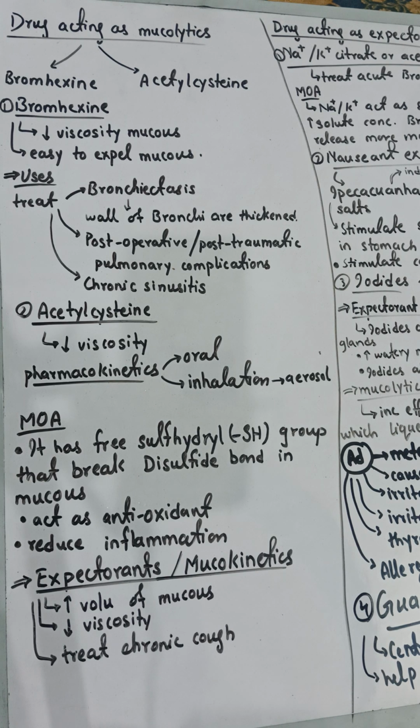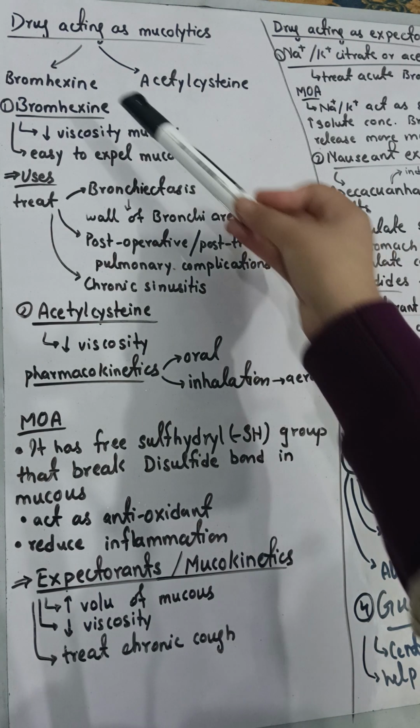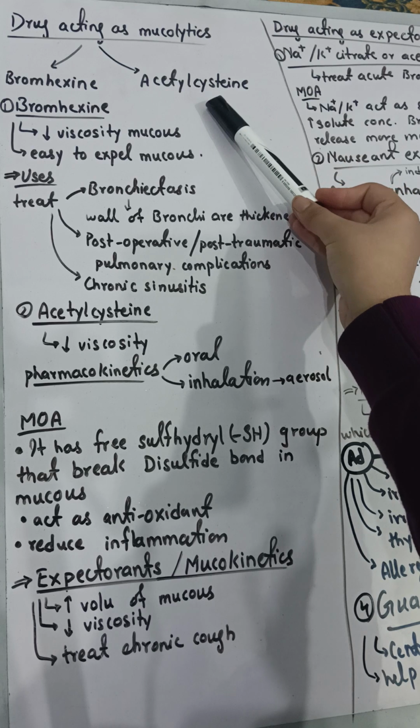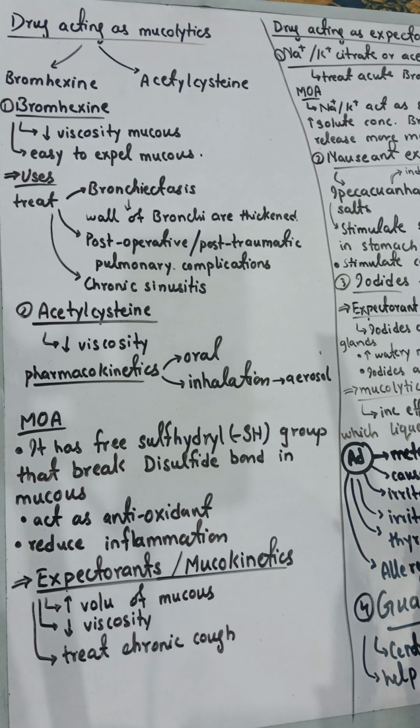We have discussed the mechanism of action of mucolytics. So now we are discussing which drugs act as mucolytics. Muco means mucus and lytics means breakdown, so actually they are breaking down your mucus. Two drugs are used for that purpose: one is bromohexine and the second is acetylcysteine.